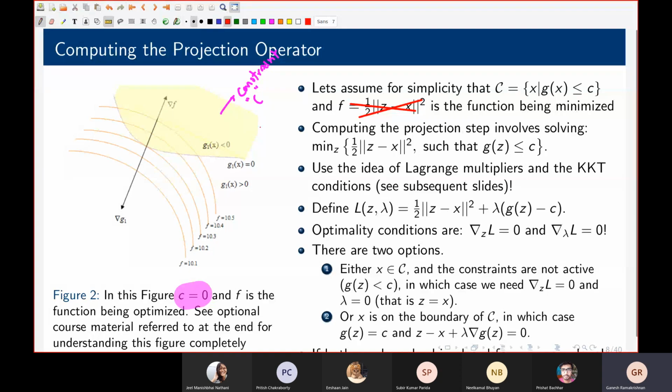Now, what do you expect? Again, it's going to be very intuitive. If you are on the boundary of this g(x), in this case g1(x), you could have multiple g(x) equal to 0, that's the boundary here. If you are on the boundary, you would have a slightly different condition than if you were inside. The thing is, if you are on the boundary, you're simply not allowed to go outside. The constraint is hard and binding.